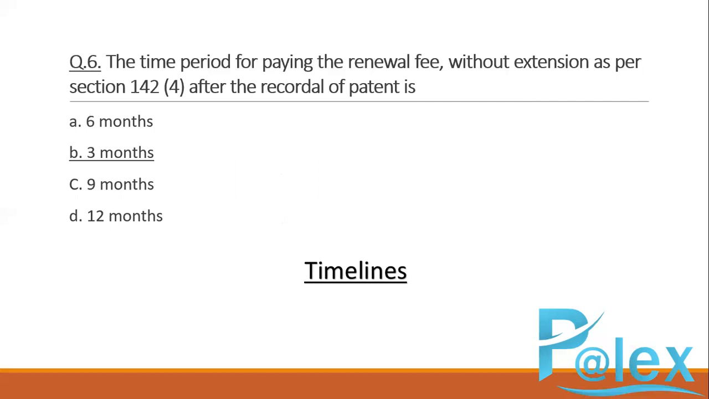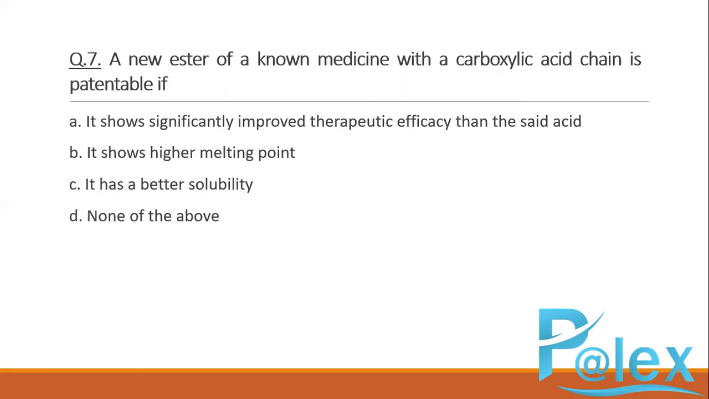So I would recommend you to prepare a chart basically for all the timelines till date, from filing to renewal, the entire prosecution process, and that would be something you can remember, because these are crucial timelines basically.